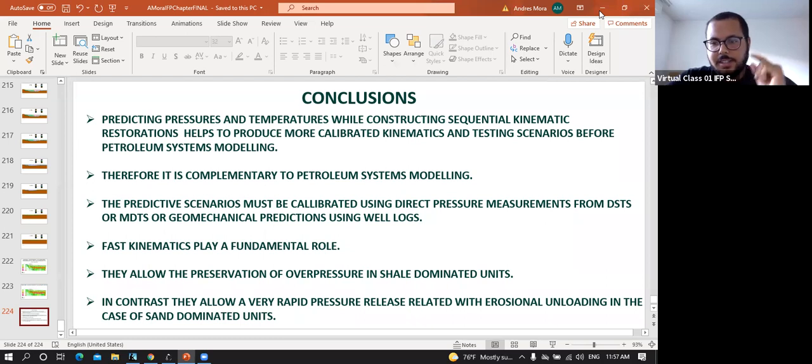Okay. He also has another piece of question, but I think maybe you have answered a bit, but I will read it just in case. How do you distinguish between overpressure related to high sedimentation rates and fast vertical compaction versus horizontal compaction due to shortening?